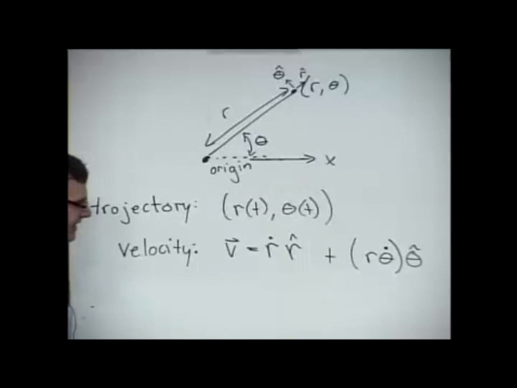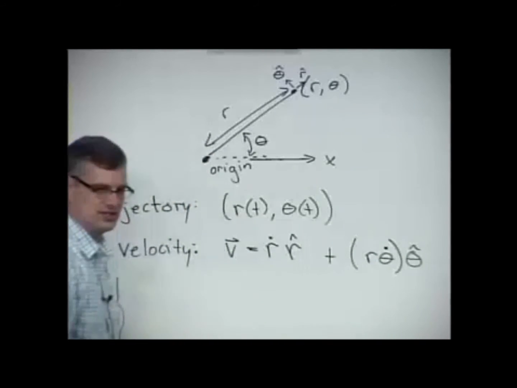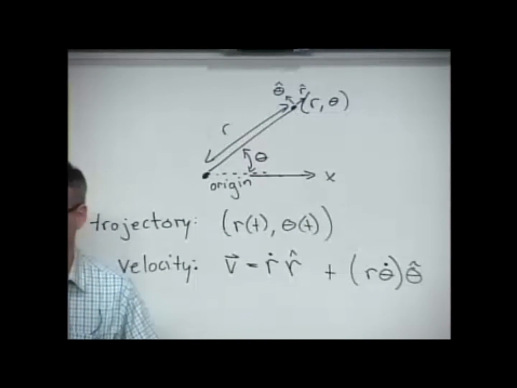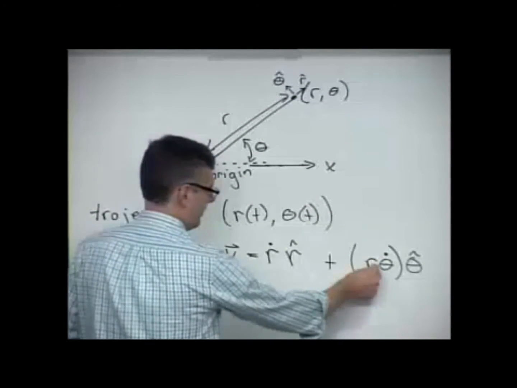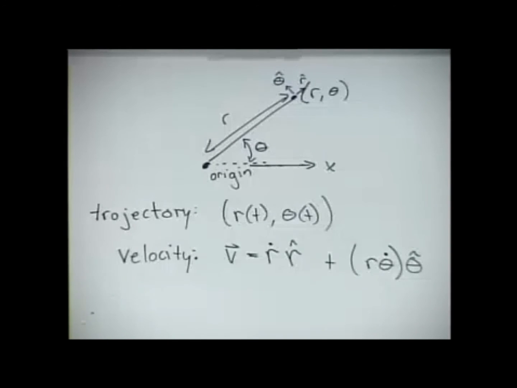It's not even dimensionally correct. Like theta dot is radians per second. I need something that has units of meters per second in order to be a bona fide velocity. And so that's why I got to multiply those two things.